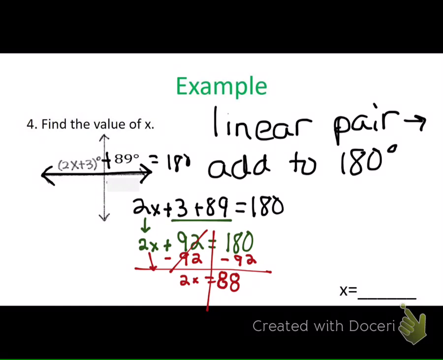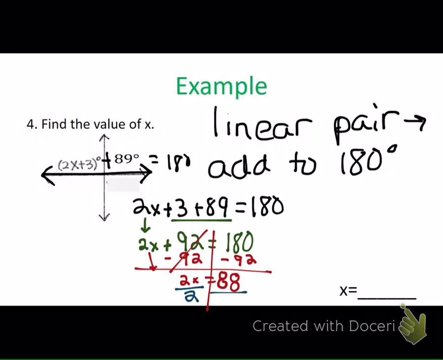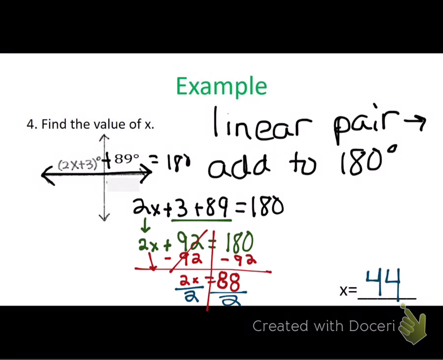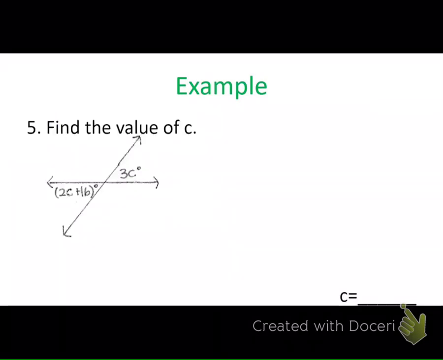Then what do you do? 2x. Divide by 2 on both sides. So what's x equal to? 44. Good. Okay. Let me do the first.